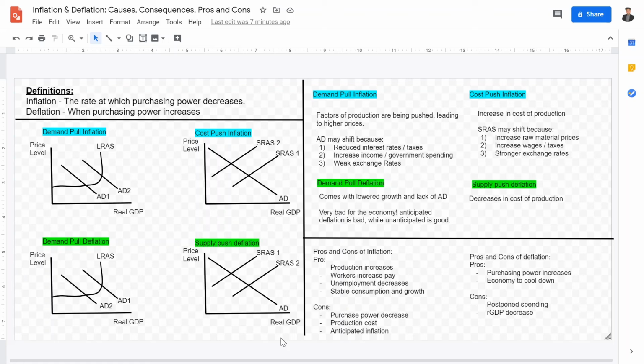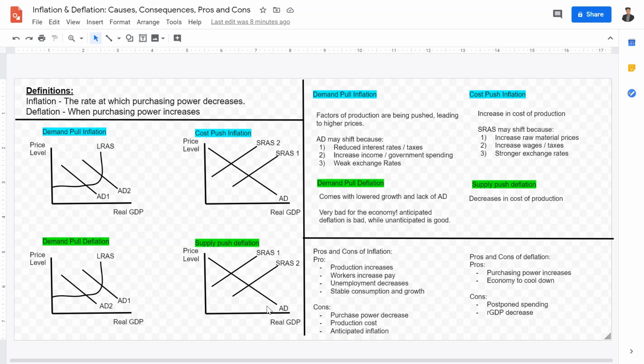Now, pros and cons of deflation. Pros of deflation: purchasing power increases. Of course, that may be a con as well, but purchasing power increases. Your money is worth more tomorrow than it is today. Sort of good for the consumer. The economy has to cool down. Maybe the economy was overworked, producing beyond capacity. In a cooled down economy, interest rates could come up a bit, and taxes could come up a bit.